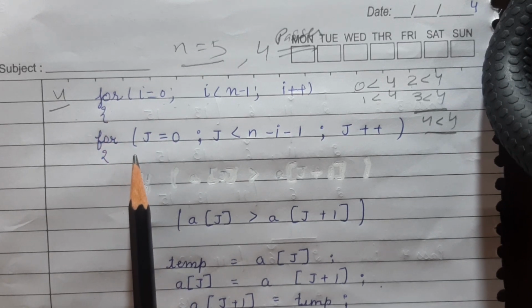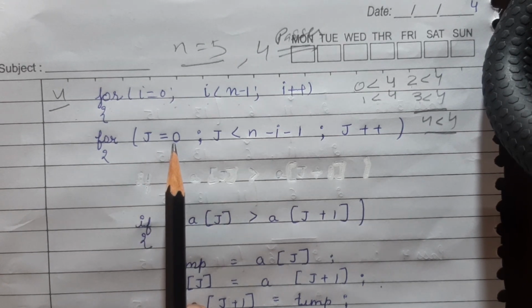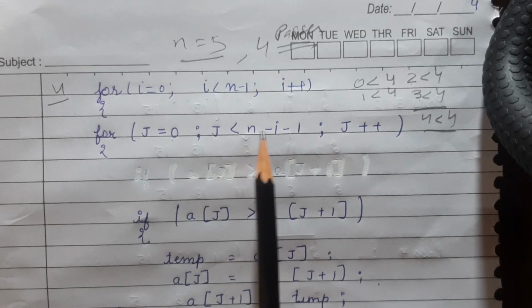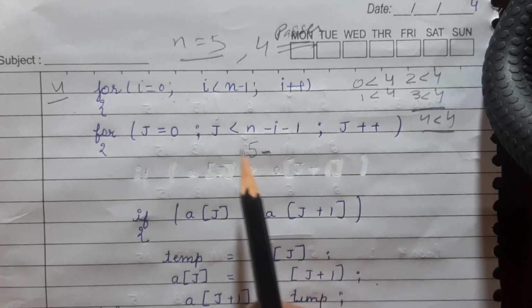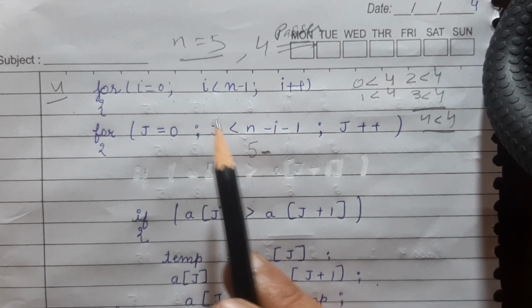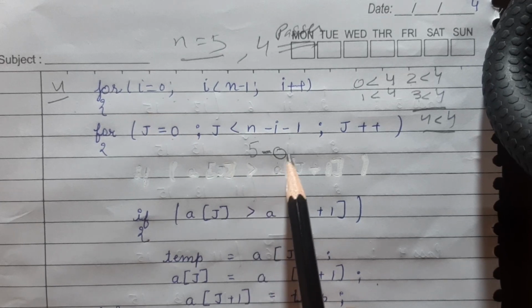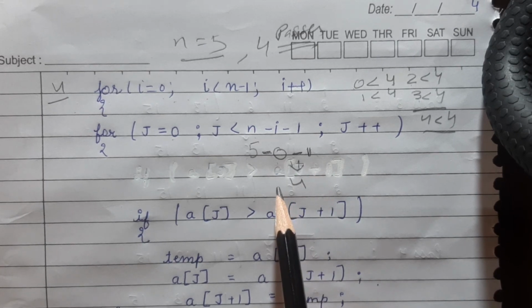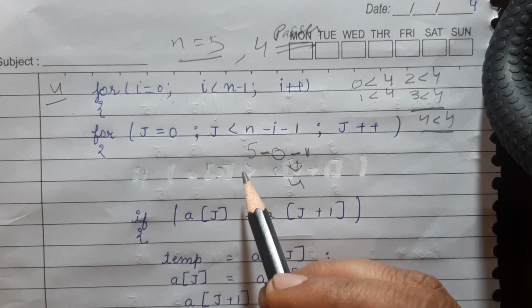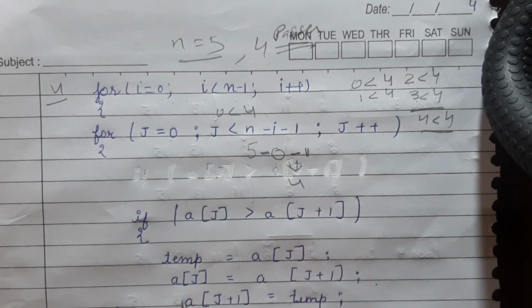Now for swapping, we implement another for loop. So j is equal to 0, j less than n minus i minus 1. Here n has a value 5, and i at the starting time has a value 0. So 5 minus 0 minus 1 becomes 5 minus 1, which becomes 4. Okay. So 0 less than 4, condition true.